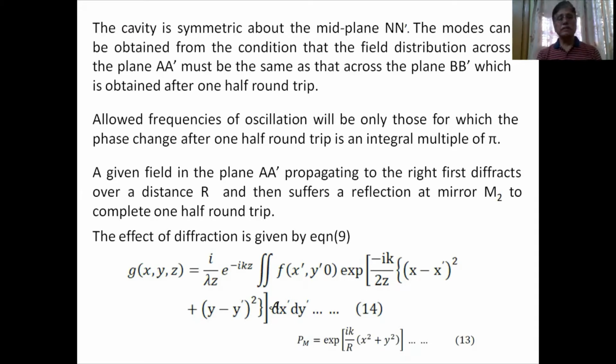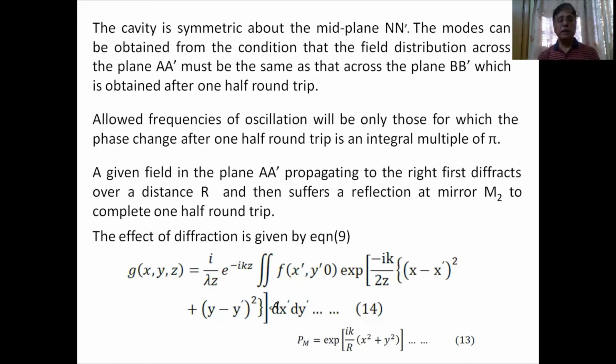So allowed frequencies of oscillation will be only those for which the phase change after one half round trip is an integral multiple of pi. Had it been one full round trip, it would have been an integral multiple of 2 pi. It is half round trip, so it must be an integral multiple of pi.